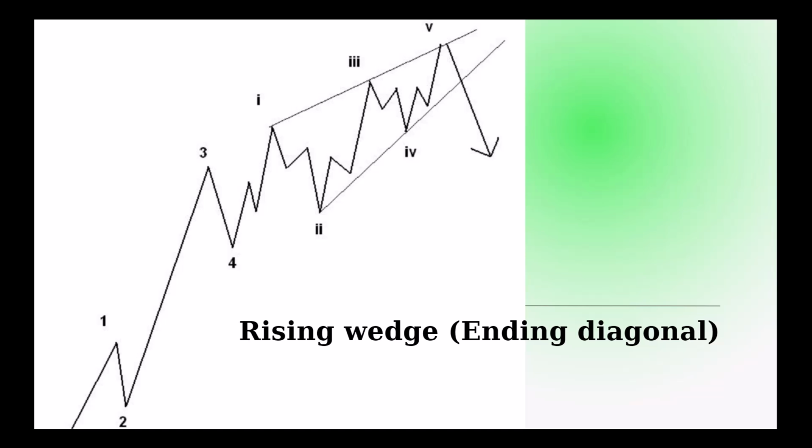Also, what is very important to remember is that we need 3 touches of resistance or support to consider the pattern complete. This is because the falling or rising wedges are in fact ending diagonals from the Elliott Wave theory. So we need 5 waves for the pattern to be complete.